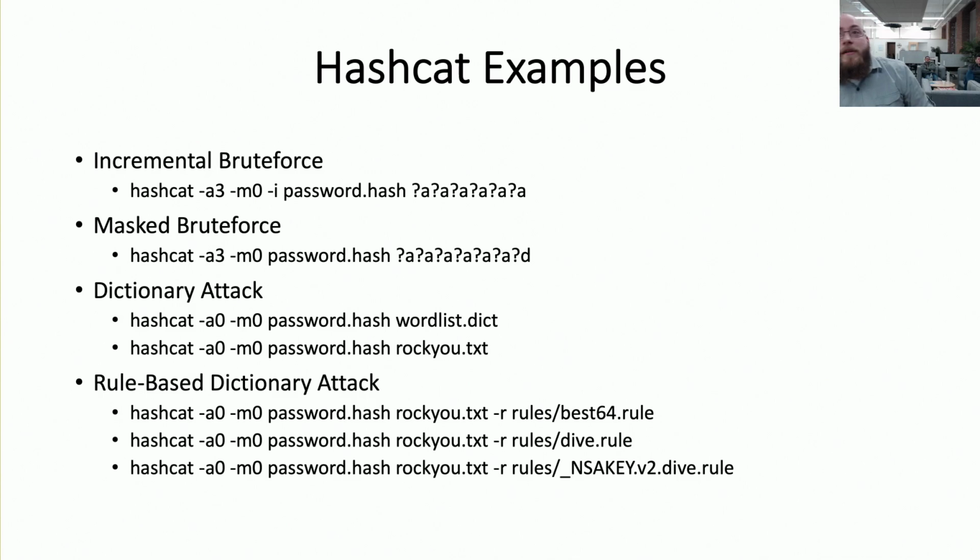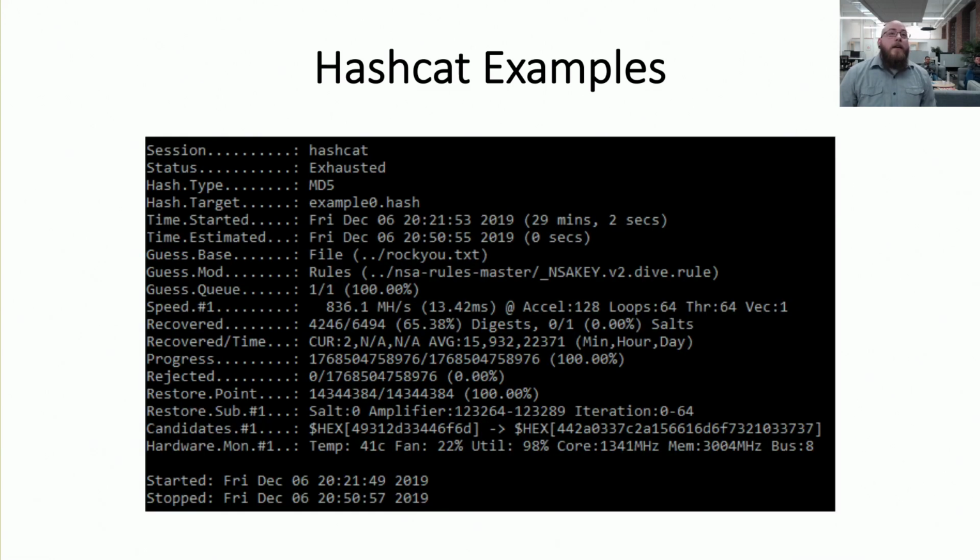These are just the examples that we just went over: the incremental brute force, the masked brute force, dictionary attacks, and then rule-based dictionary attacks. This right here is the output from my machine at home. I ran through the entire NSA dive rule list that we were just going through. And you can see that in less than a half hour, we cracked about 4250 out of the 6500. So 2/3 of that list in less than a half hour.